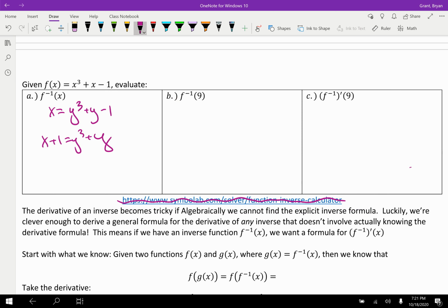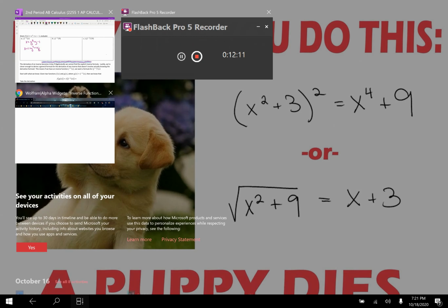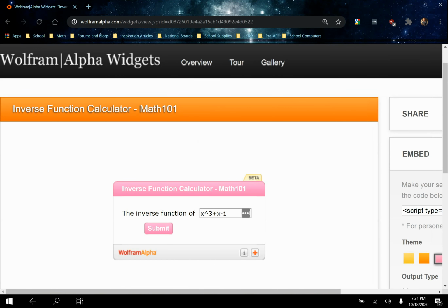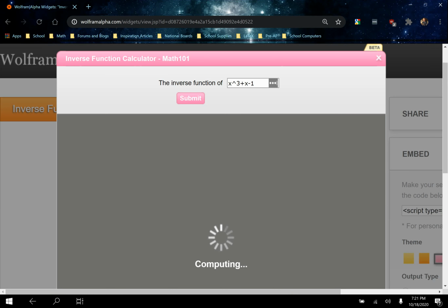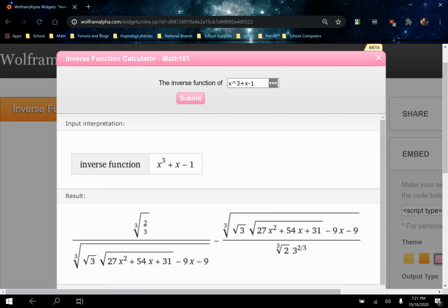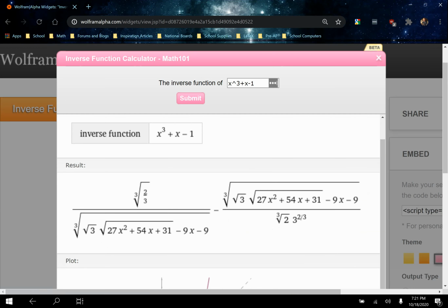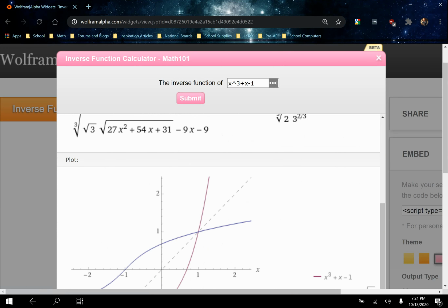So instead, I'm using my old friend Wolfram Alpha. So I have it, I think, already pulled up for us. And we're going to ask Wolfram to find the inverse of this function, x cubed plus x minus 1. I hit submit, and hopefully it doesn't let me down. Oh, it didn't. Wonderful. Look at that beautiful inverse. Well, I've got to tell you, I really do not know how they found this inverse, but they did. And they verify it by showing you the graph, right?